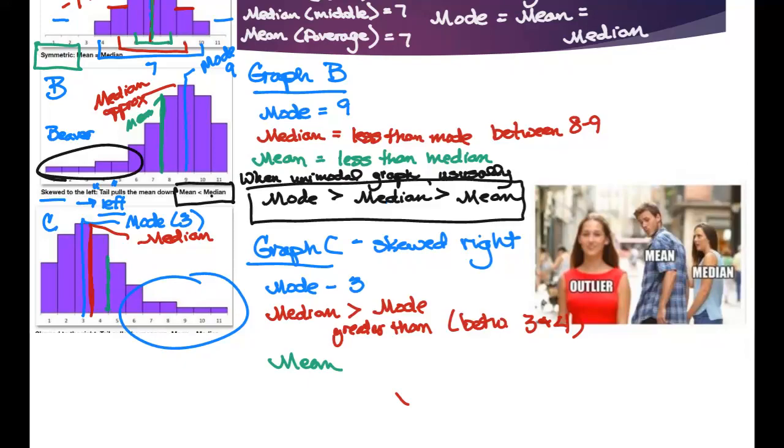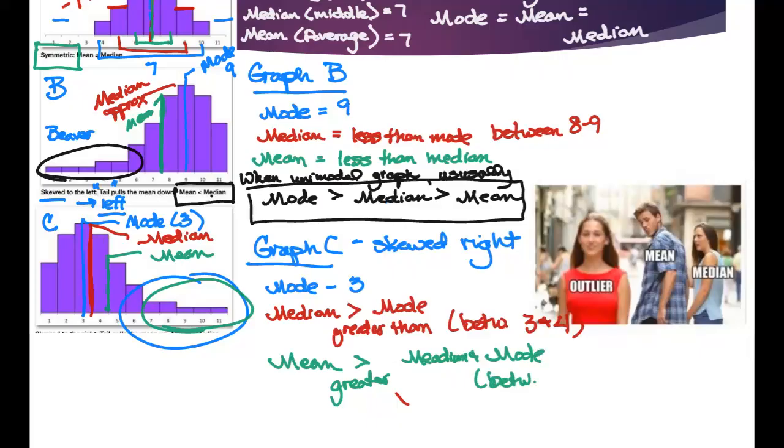Because you've got all these high scores. There's not a lot of high scores, but there's enough of them that they are pulling the average score up a little bit. So here's your mean. It is greater than the median and the mode. And I'm going to say it's between 4 and 5. These are all approximate because we don't know how many there are of each one. Okay?